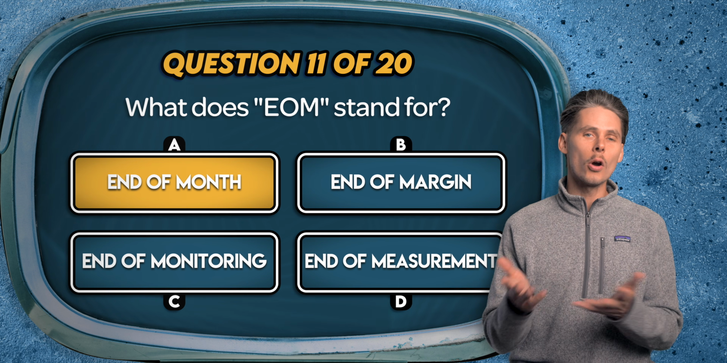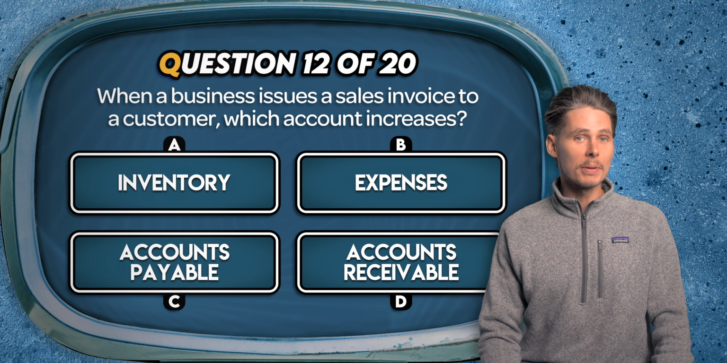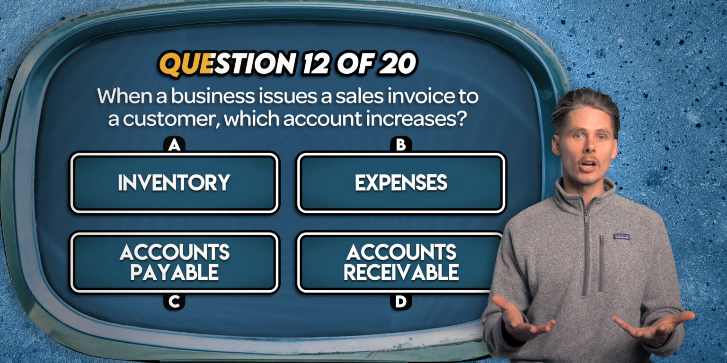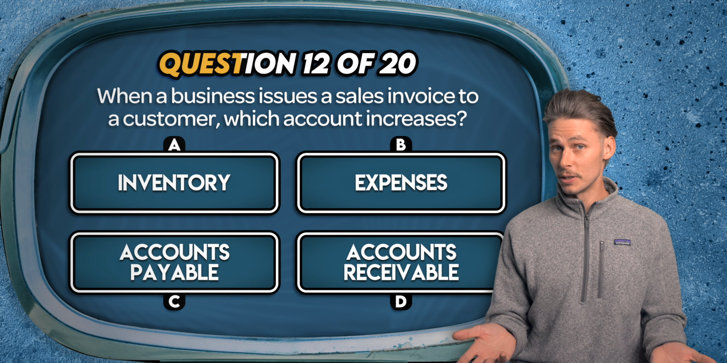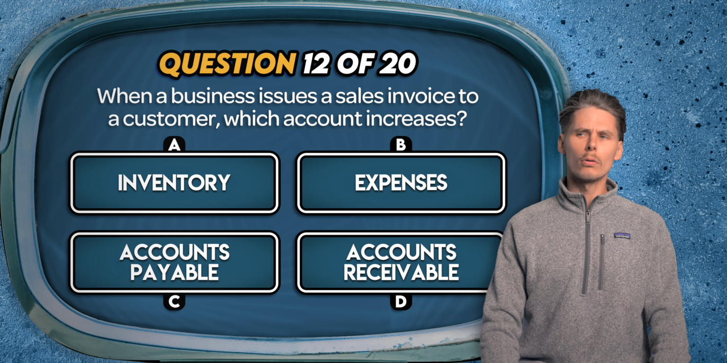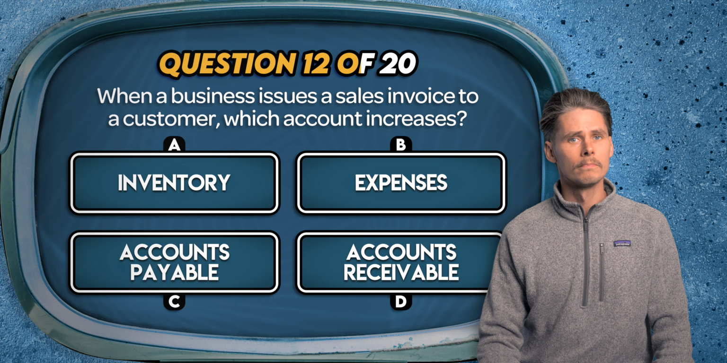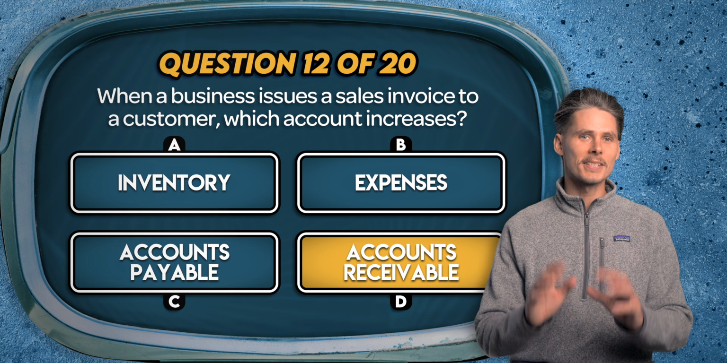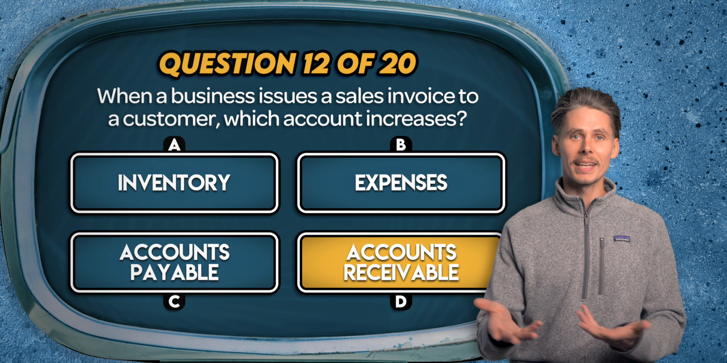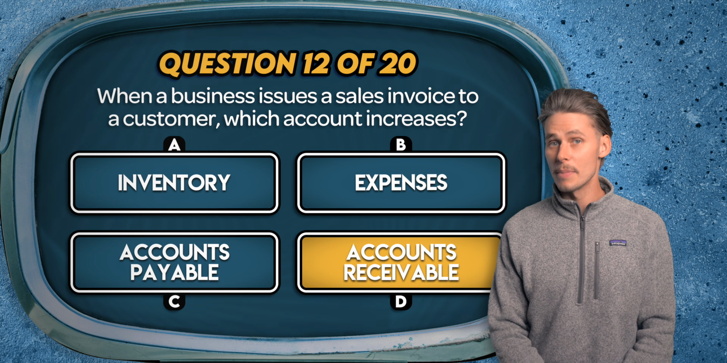It's A. EOM stands for end of month. Question 12. When a business issues a sales invoice to a customer, which account increases? Is it inventory, expenses, accounts payable, or accounts receivable? It's D. Issuing a sales invoice increases accounts receivable because the customer now owes the business money.